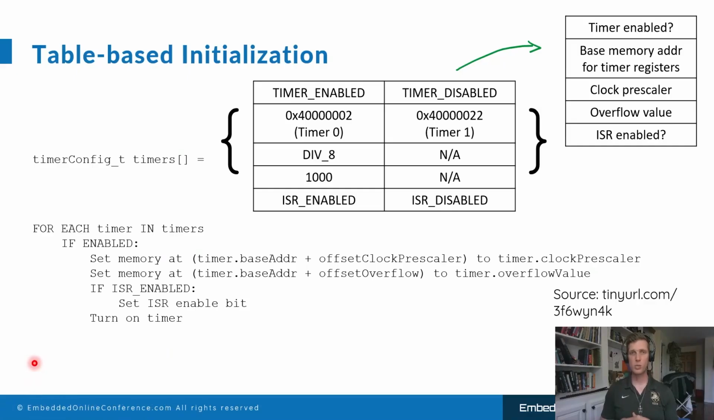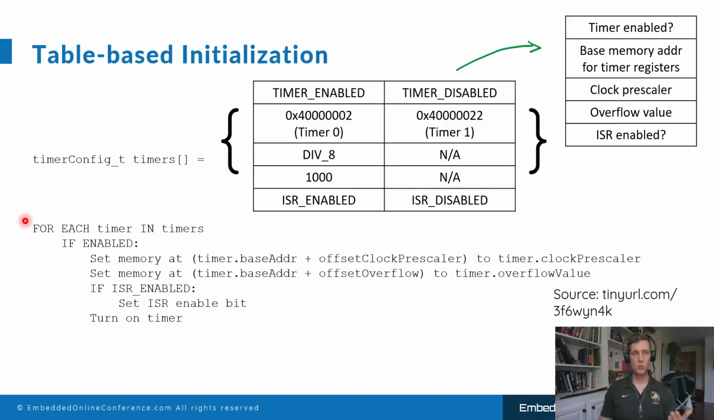I've got one more example, which is using a lookup table to initialize peripherals on a microcontroller. In this example, I've got a lookup table, an array of information about each timer that I can iterate over and turn on or off each timer accordingly. So in this very simple example, each element in my array lets me know: is the timer that we're talking about enabled or disabled? What's the base memory address for the set of registers that control that timer? What is the clock prescaler I'm setting? What's the overflow value I want? And do I want to enable the ISR?